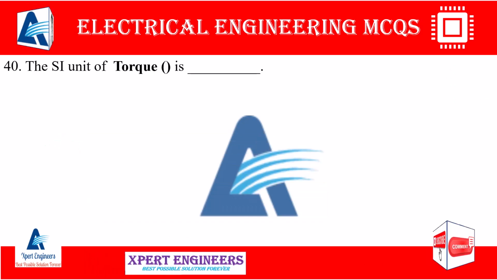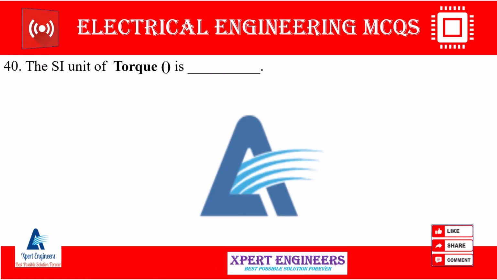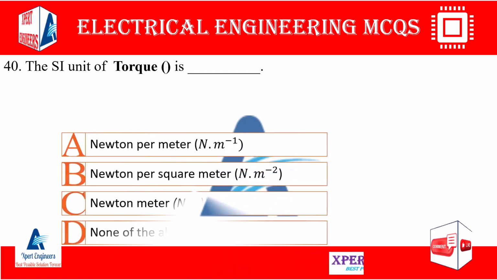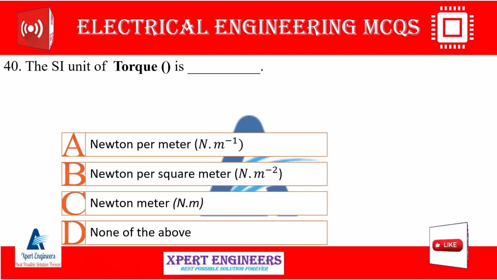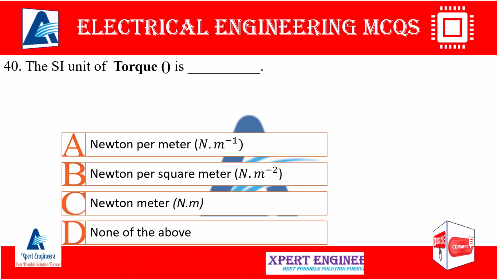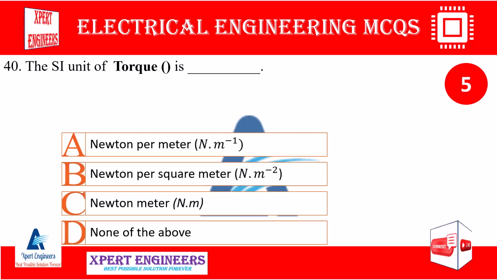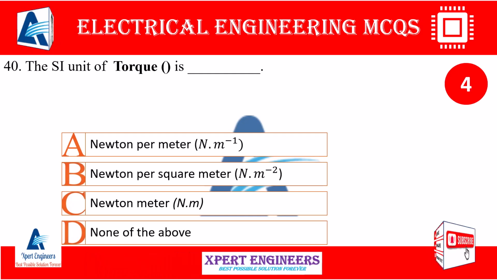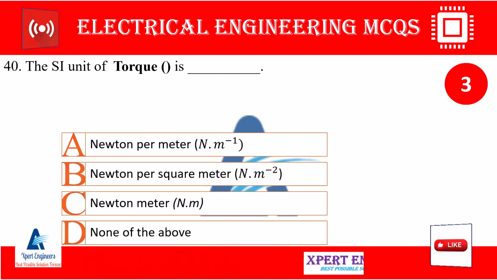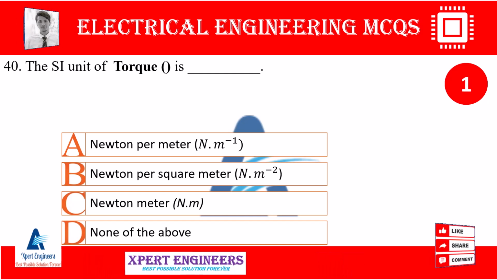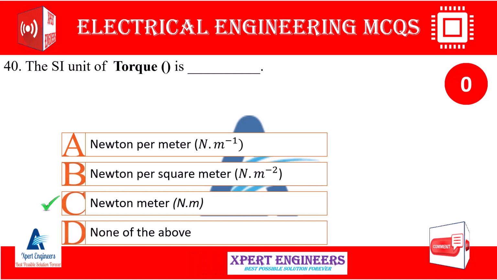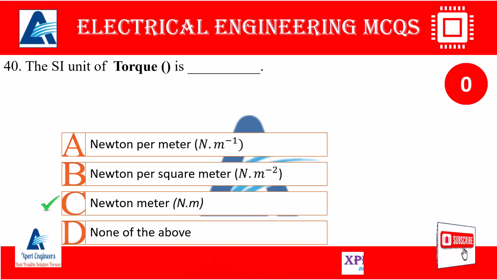Next is the SI unit of torque is dash. A, Newton per meter, B, Newton per square meter, C, Newton meter, and D, none of the above. The correct option is C, Newton meter. The SI unit of torque is Newton meter.